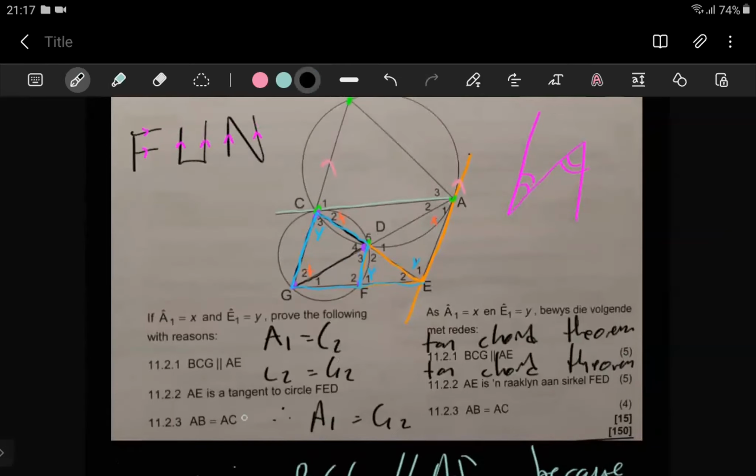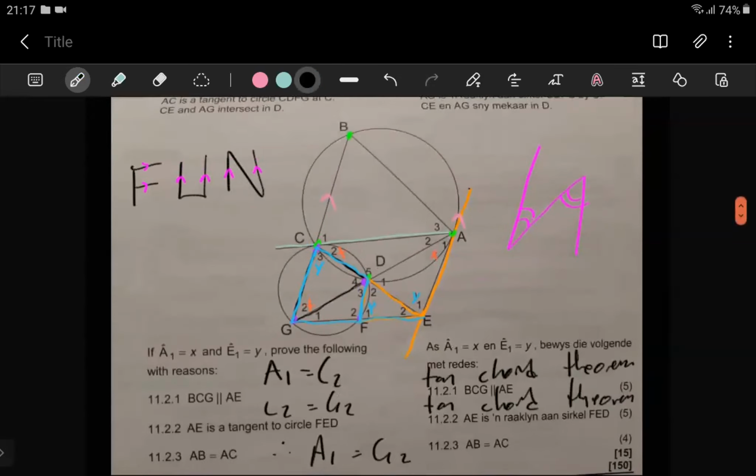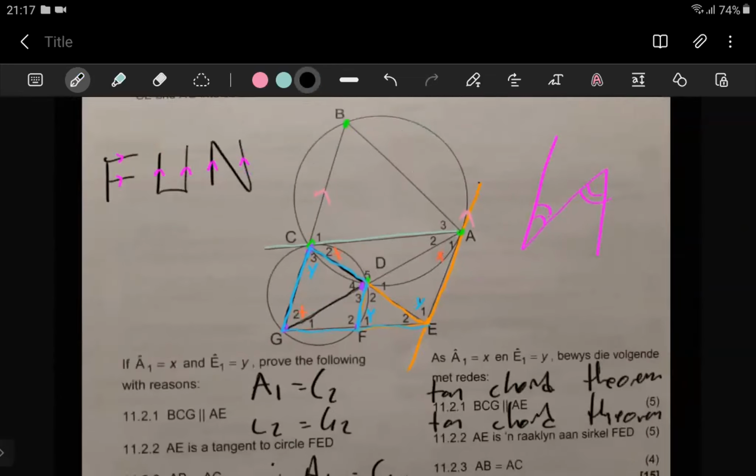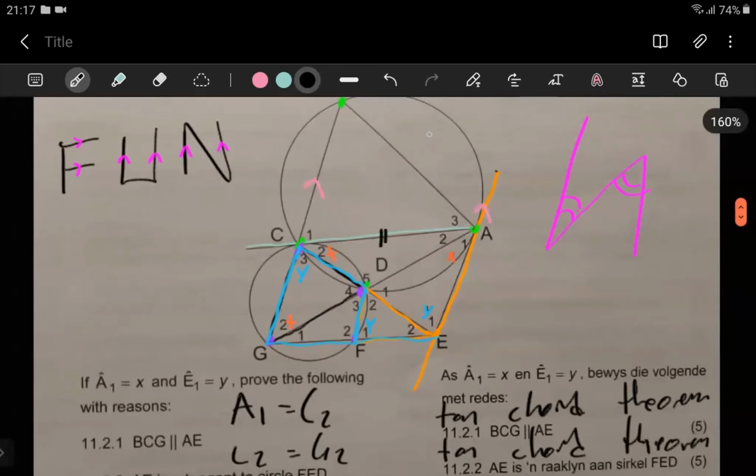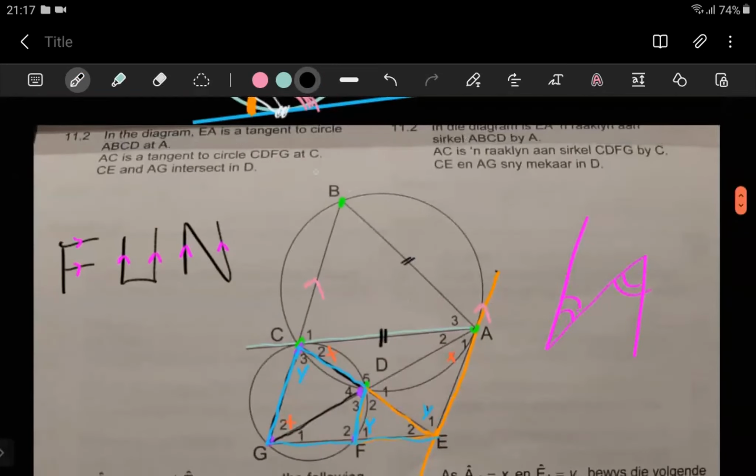So the last one here, they're asking us to prove that AB is equal to AC. Now, if you look at our sketch, there is AB here, there is AC there. These are two separate lines. If you're going to prove that these lines are equal, you're obviously going to need to make use of properties of an isosceles triangle. If these lines are equal, it means these angles have to be equal too. So that's all we do.